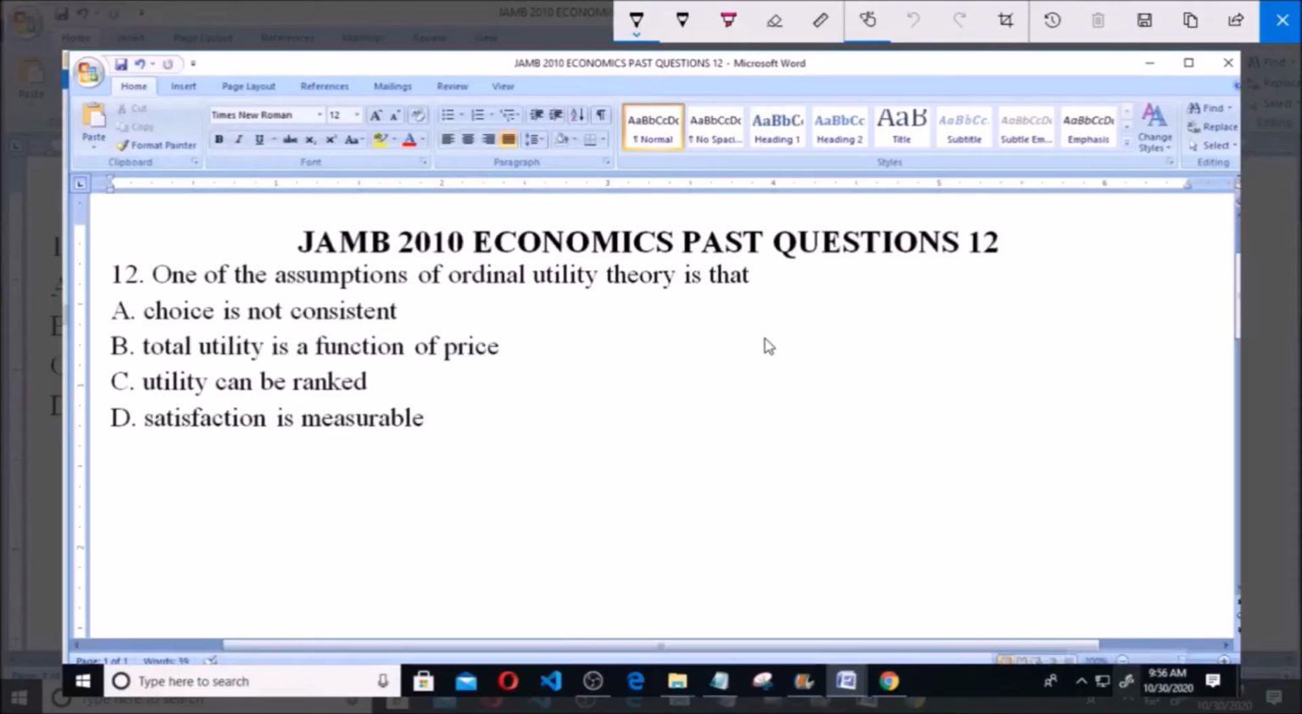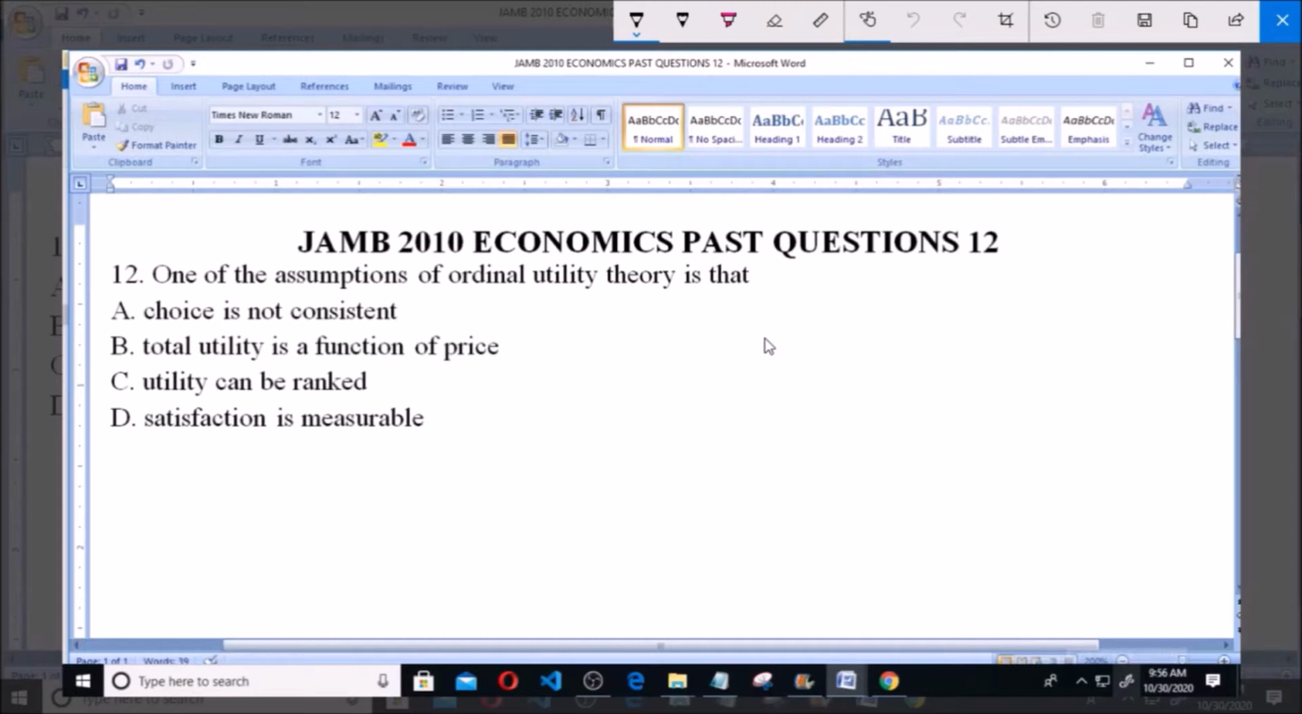Jamb 2010 Economics Past question number 12 says, one of the assumptions of ordinary utility theory is that... We have to look at what ordinary utility theory says. Ordinal utility states that the satisfaction which a consumer derives from the consumption of a product or service cannot be measured numerically.